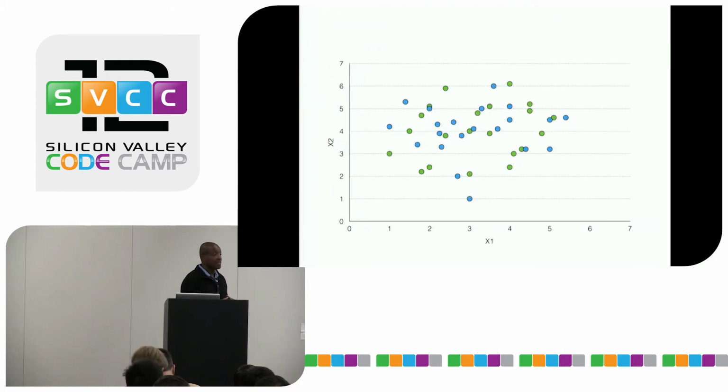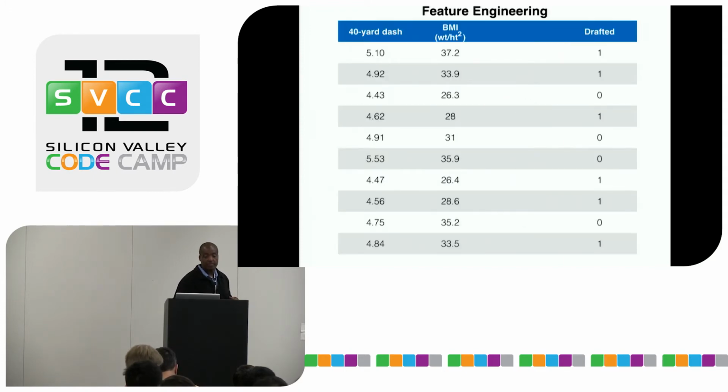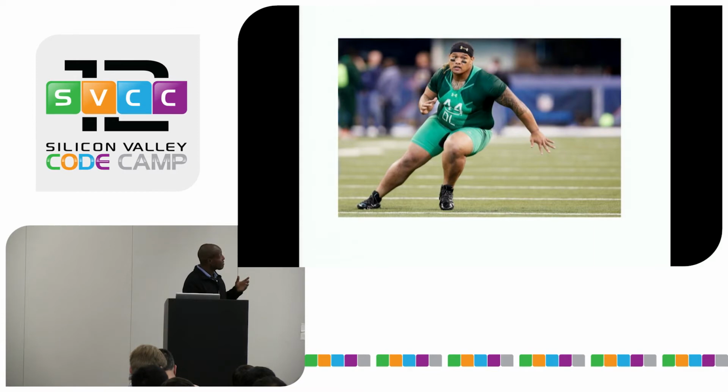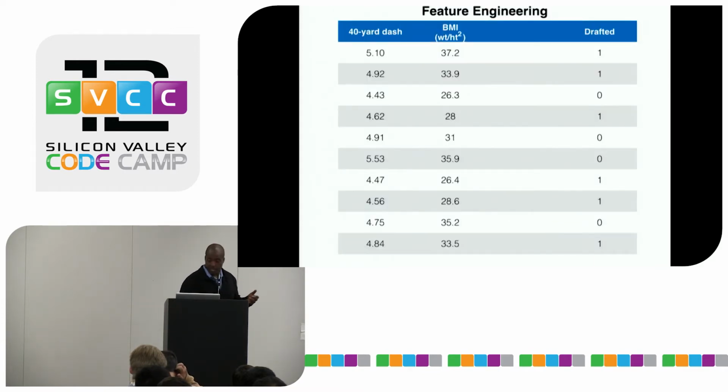So here's what the data looks like at first, not separated. We take height and weight, and we look at weight over height squared, which is BMI. So we kind of combine those 2 features there. Same thing here, because in football you have really heavy people who may be slow, but they may be fast for their size. So we're going to take a 40-yard dash and convert that to a speed to size ratio. Try to get a little bit more signal, like I said, in our algorithm.